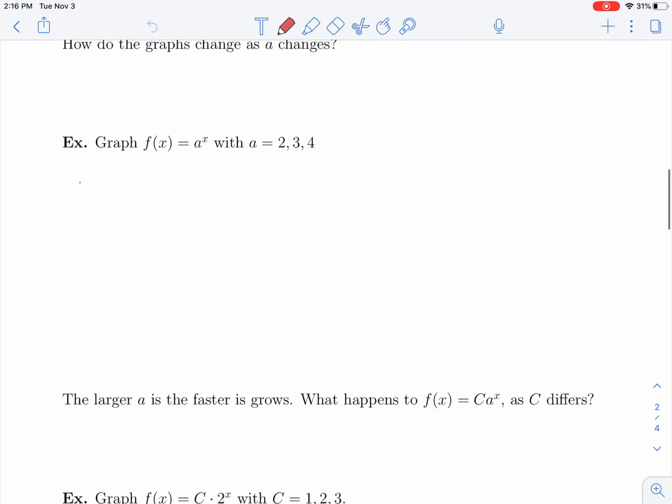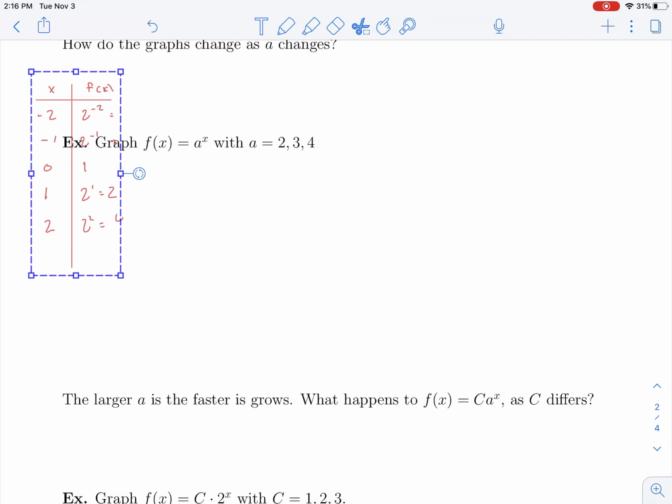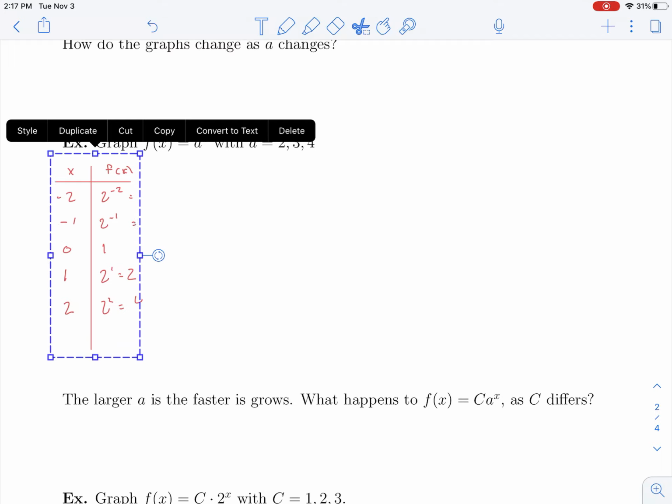So can I still paste this? No, I totally can. Just wait. Oh, wait, paste it as an image. I don't want that. Haha. Okay, cool.